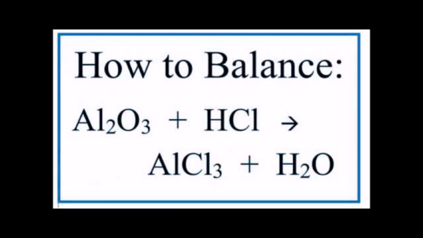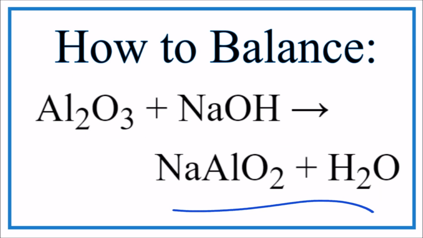Now, let me take aluminium oxide's acidic property. When aluminium oxide reacts with sodium hydroxide, which is a base, it gives you sodium aluminate, which is a salt, along with water. Here, aluminium oxide behaves as an acid. This shows that aluminium oxide is amphoteric in nature.